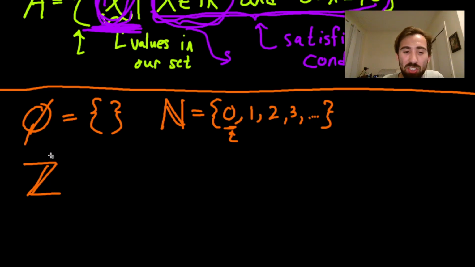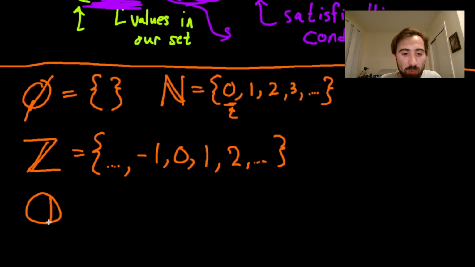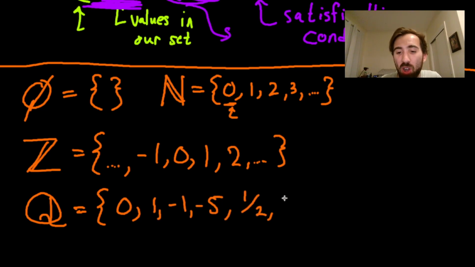Next, we have the integers, which is represented by Z for some reason, which is all the whole numbers, either positive or negative. So negative infinity all the way off, -1, 0, 1, 2, ... Next, we have the rational numbers, which contains not just the whole numbers, so 0, 1, -1, -5, for example, but it also contains all positive and negative fractions. So 1/2, -2/3, etc., etc.